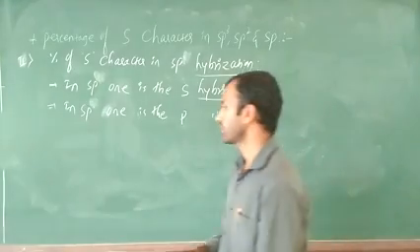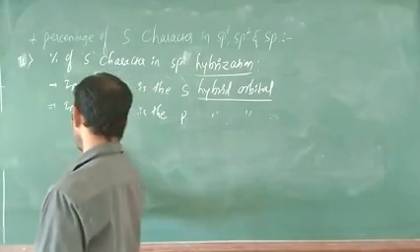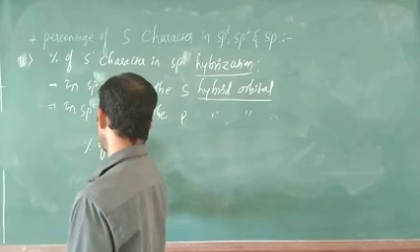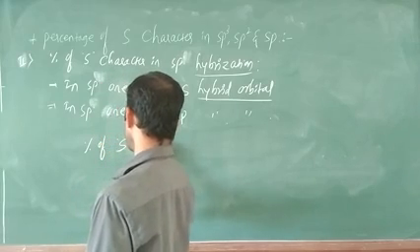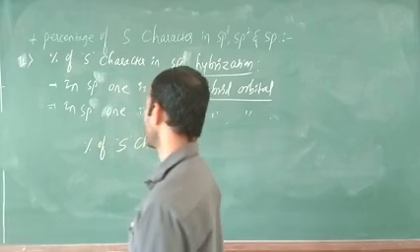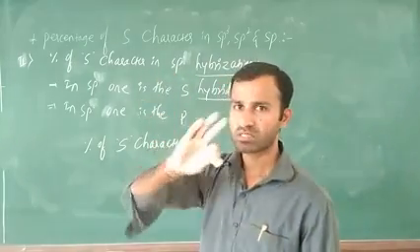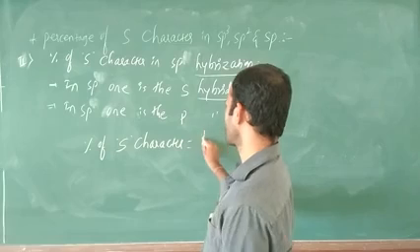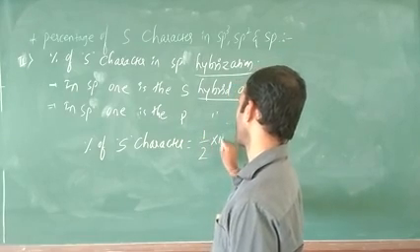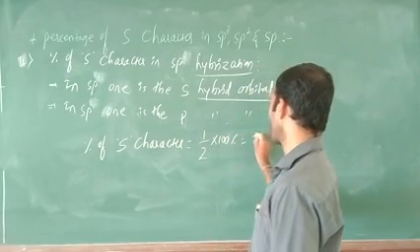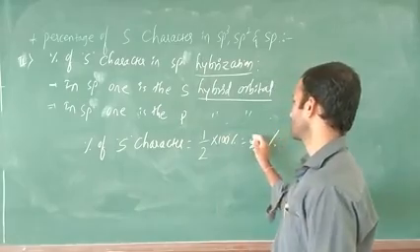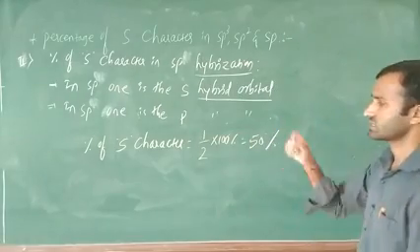Next, we have to calculate the percentage of s character for sp. You have to count how many hybrid orbitals there are: 2. That is why 1 divided by 2 into 100 percentage, we are going to get 50. This is 50 percentage of s character.